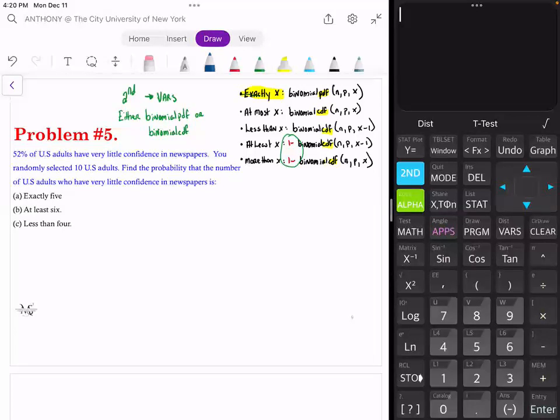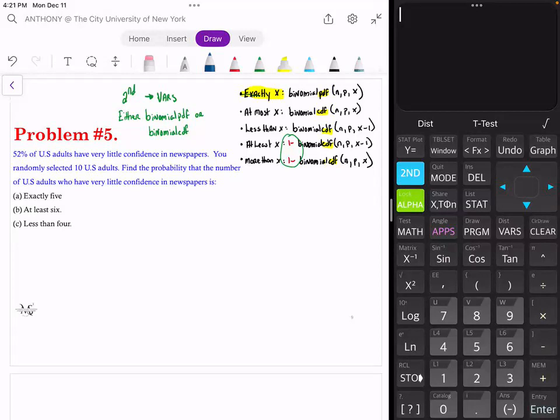For problem number 5, it says that 52% of US adults have very little confidence in newspapers. You randomly selected 10 US adults. Find the probability that the number of US adults who have very little confidence in newspapers is, in part A, exactly 5, part B, at least 6, and part C states less than 4.